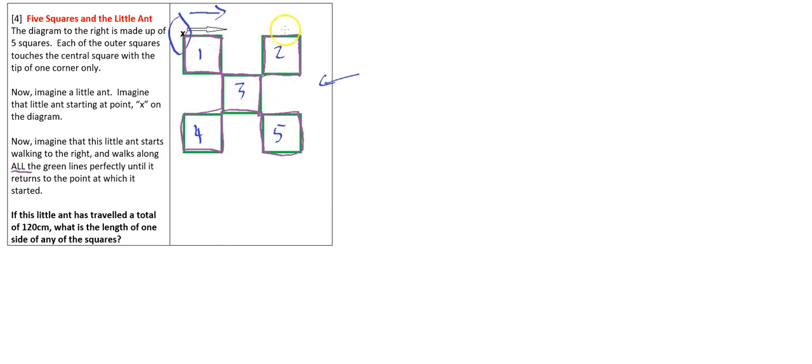Okay. So you can see here that it's traveling along the perimeter of each of the squares. Okay, it goes on the perimeter of each of the squares. It says if this little ant has traveled a total of 120 centimeters, so the perimeter is 120 centimeters. What's the length of any one side of the squares?